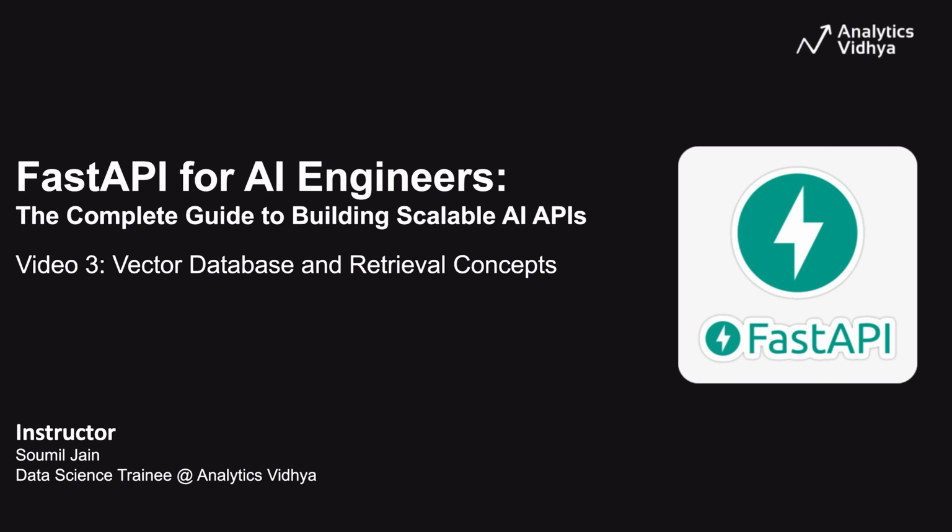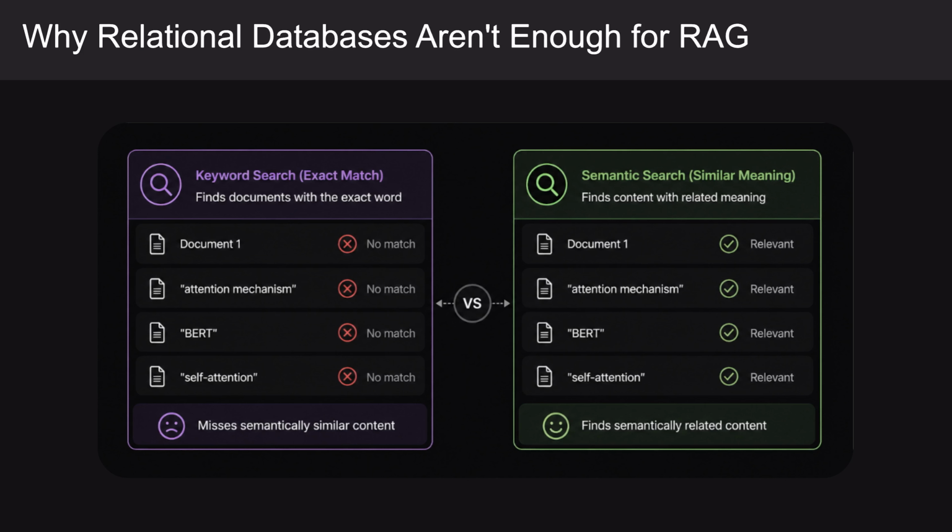Let's get into it. A SQL-like query finds documents that contain specific words. If a user asks, how does attention work in language models? And your documents talk about transformers and self-attention but never use the word attention mechanism in that exact form, the keyword search misses them entirely. RAG needs semantic search, the ability to find content that means the same thing even when different words are used. This is what embeddings enable. Instead of storing text, you store a mathematical representation of the text's meaning. Then you find documents whose meaning is closest to the query's meaning. Vector databases are built specifically for this kind of search.